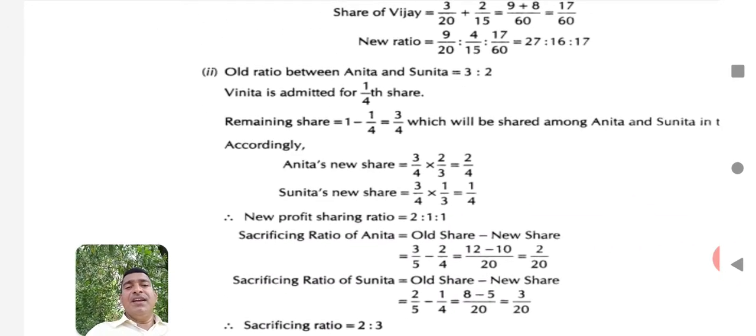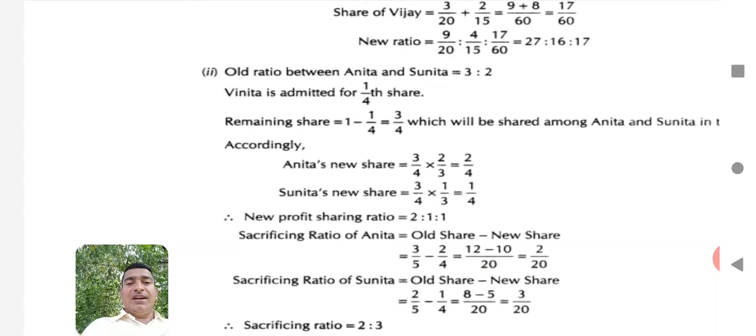Here the old profit sharing ratio of Anita and Sunita is 3:2. Now Vinita is admitted to 1/4 share. To understand this, when Vinita is getting 1/4 share, we need to find out the remaining share, mainly because whatever may be the remaining share, that will be shared by the old partners. So first of all, we should know what is actually the remaining share, and then we can go for calculating their respective shares. So the remaining share will be 1 minus 1/4, that is 3/4.